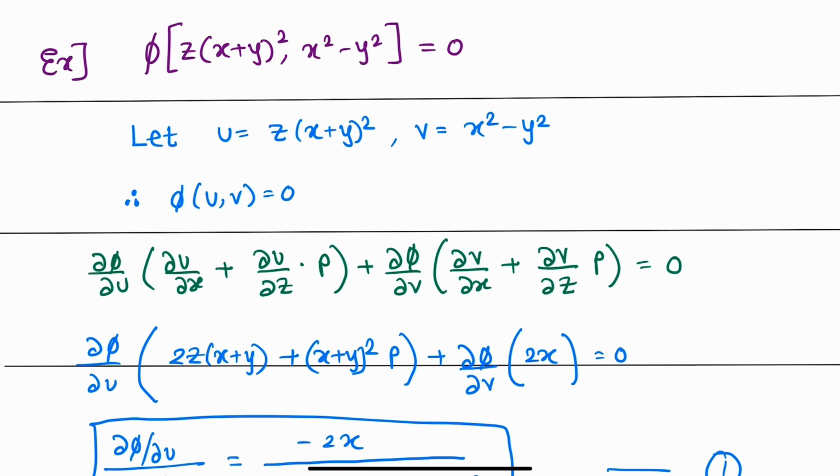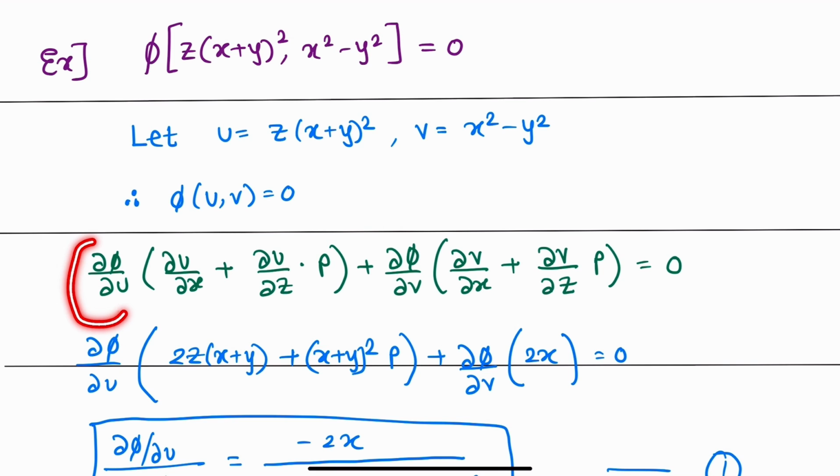Now let us say we need to differentiate phi with respect to u. Remember one thing: once we have replaced this particular thing with u and this particular thing with v, we have phi of u comma v equals 0. Therefore, this phi doesn't know what is x, y and z. It only knows what is u and what is v. So whenever we differentiate phi, first we differentiate with respect to u. Then we know by chain rule.